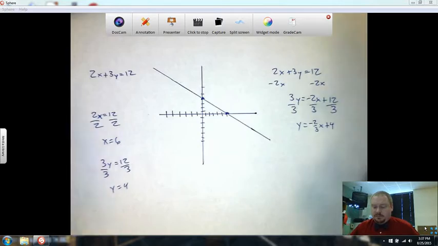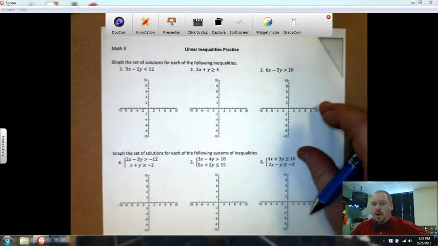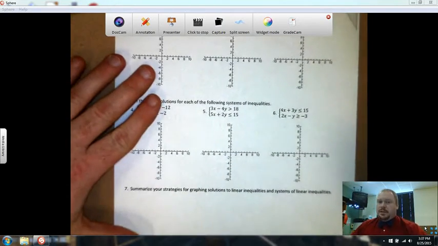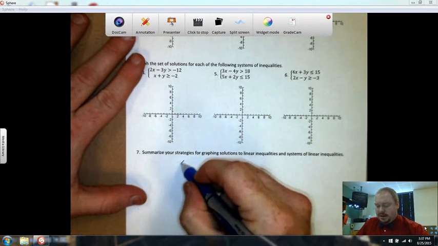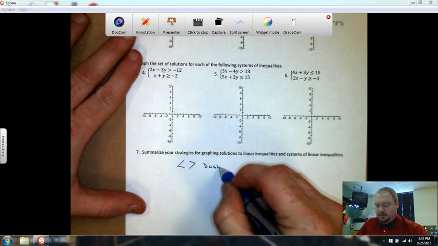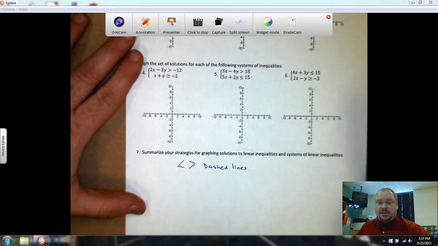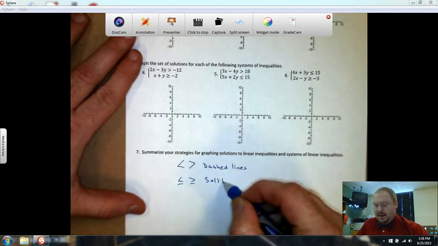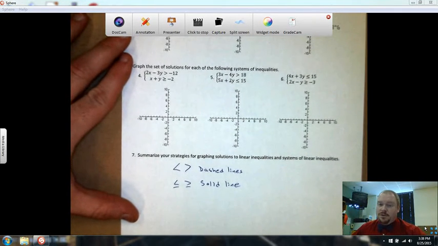Now, looking in the packet, these are linear inequalities. A couple things to remember, and we can put these down at the bottom. If it's just greater than or less than, it's a dashed line. If it's equal to, it's a solid line. That's the first thing we have to remember.